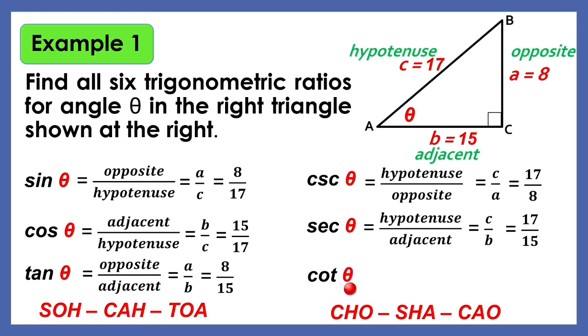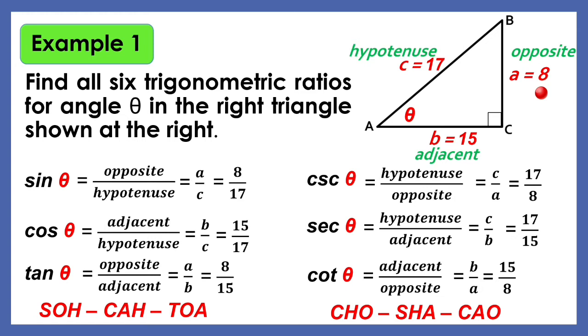Next is cotangent theta. Kaw, adjacent over opposite. Ang adjacent is B, ang opposite is A, B over A. Or, yung reciprocal ng tangent, B over A. So, ang B is 15, ang A is 8. Kaya, 15 over 8. I-check natin sa figure. Adjacent, B is 15. Opposite, A is equal to 8. So, 15 is to 8. Ganon kadali maghanap ng 6 trigonometric ratios.